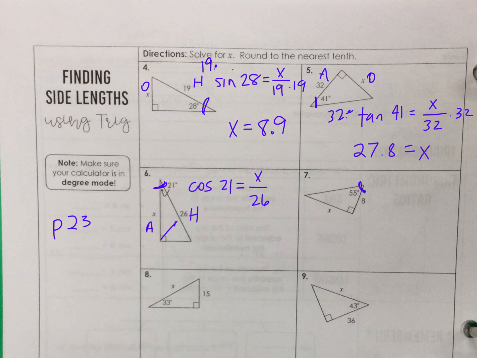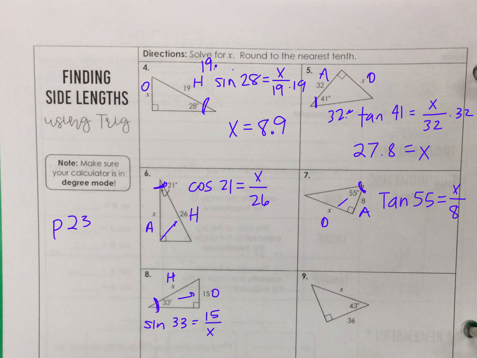When I look at number 7, I know that x is opposite and the 8 is adjacent. So I would say the tangent of 55 equals opposite over adjacent. In number 8, if we're looking at that angle, 15 is my opposite, x is my hypotenuse. So the sine of 33 equals opposite over hypotenuse.